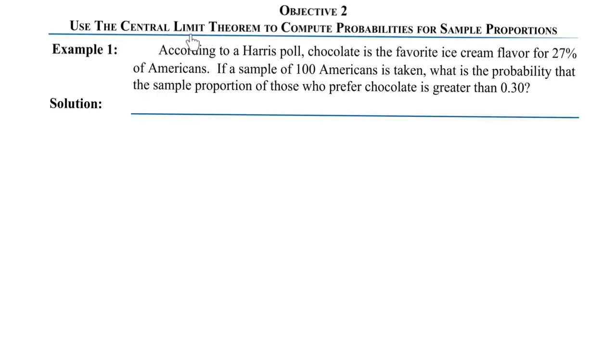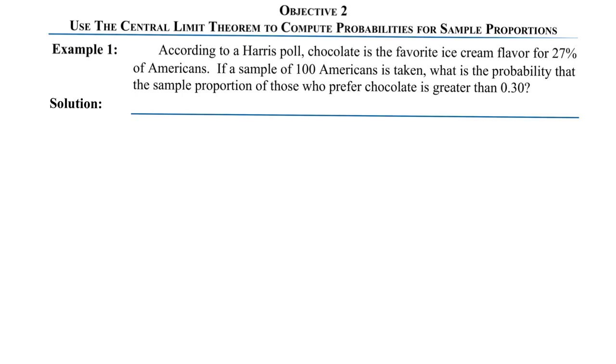Objective 2. Use the central limit theorem to compute the probabilities for sample proportion. According to Harris-Paul, chocolate is the favorite ice cream flavor for 27% of Americans. If a sample of 100 Americans is taken, what is the probability that the sample proportion of those who prefer chocolate is greater than 0.30?